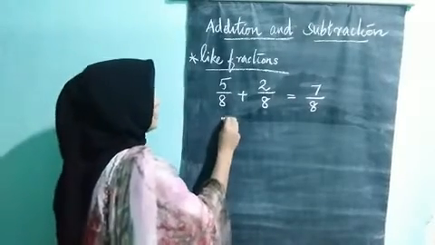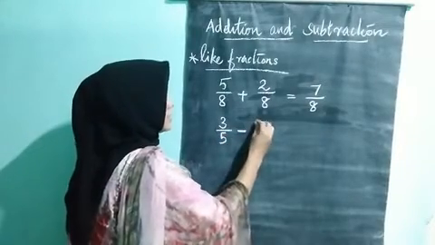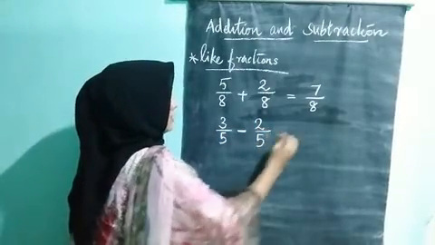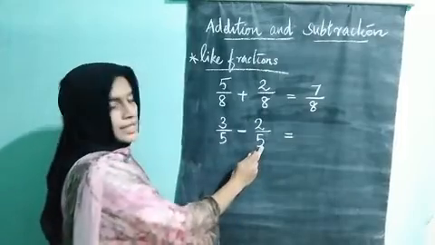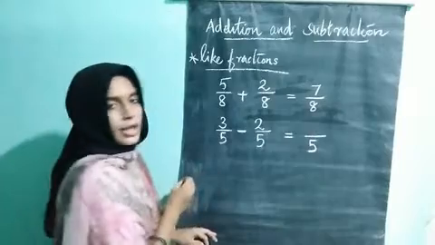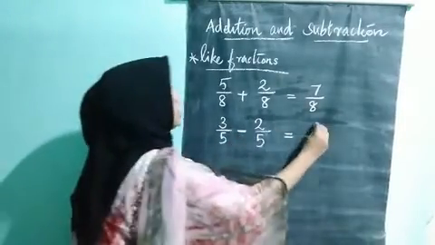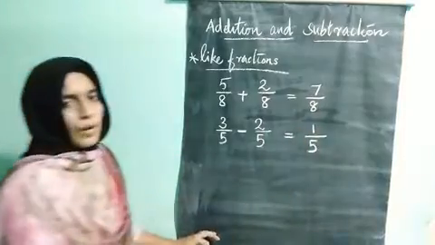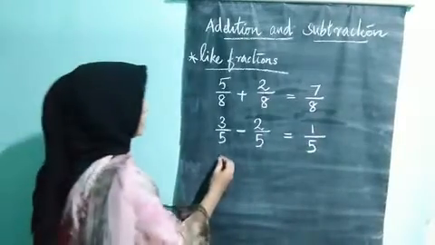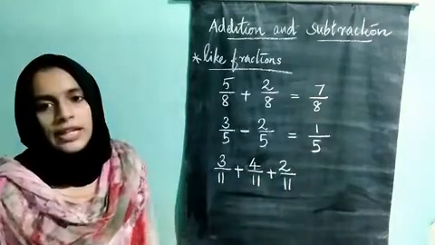Same way we can subtract also. So another example, 3 by 5 minus 2 by 5. Like fractions, denominators are equal. So same denominator you should write first. 3 minus 2. What is 3 minus 2? 1.